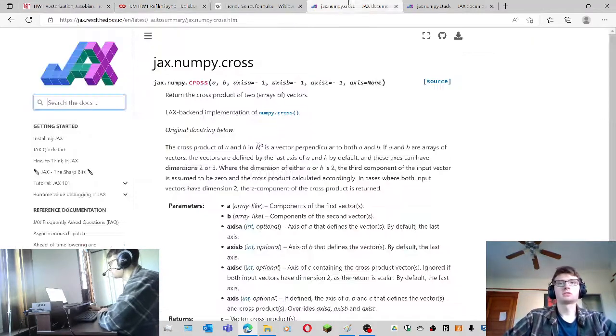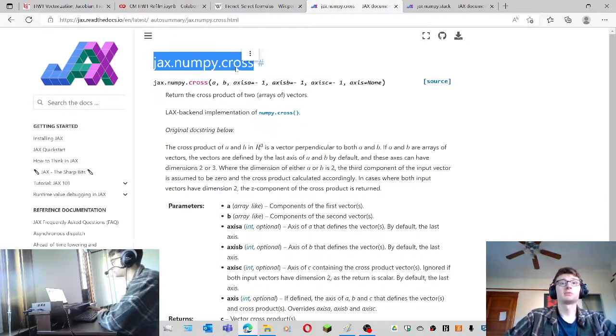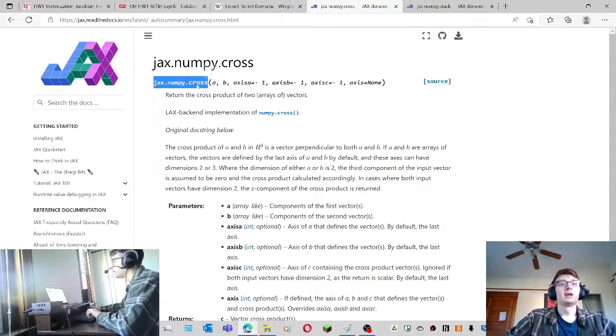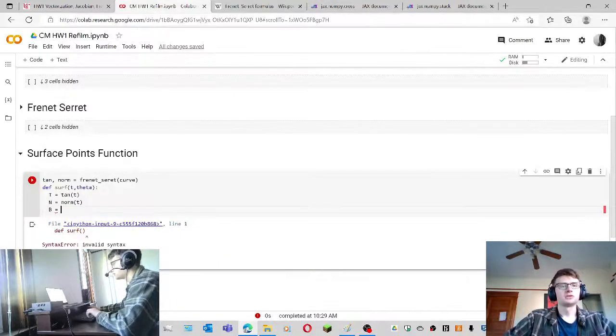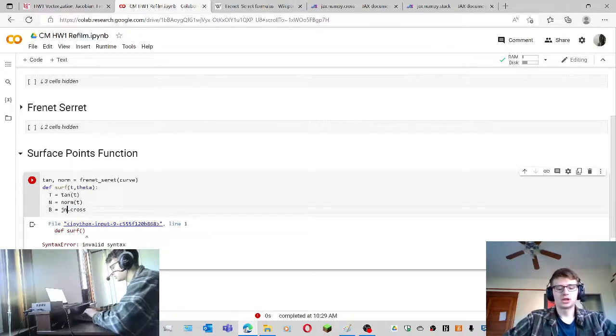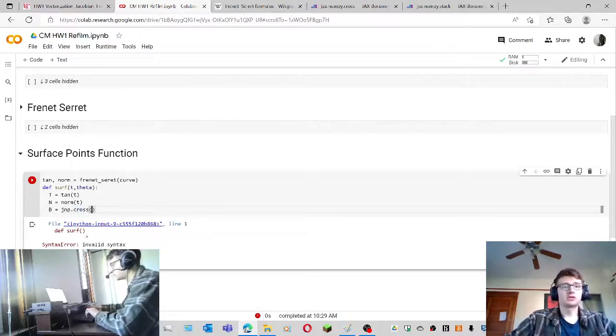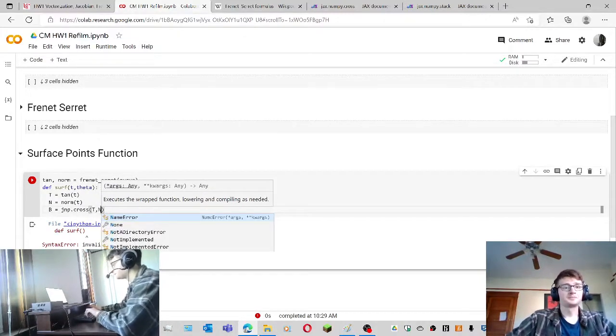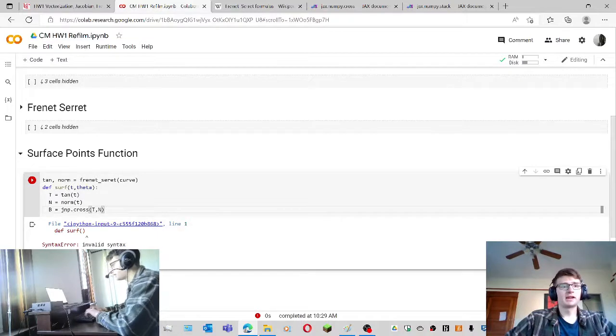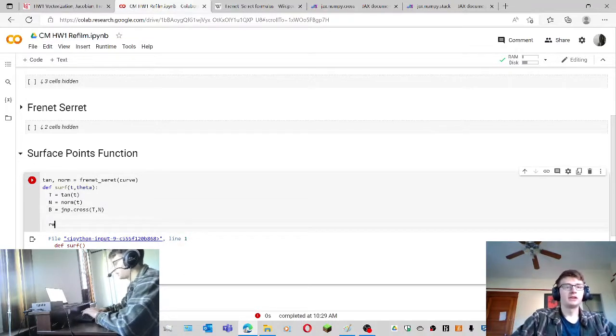So what is the cross product? Well, Jax has a cross product built into it, so I'll probably end up using that. It's jax.numpy.cross, so I could say jnp.cross. It wants a vector a, a vector b, and then some other stuff that I don't need for this situation. So I can just go ahead and say jnp.cross of t and n. Sweet. So now I have t, n, and b values.